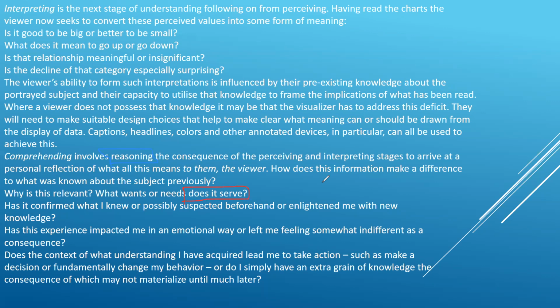Is it providing results, or is it providing the satisfaction that he was looking for to mainly serve this website and read this chart and analyze this data? Has it confirmed what I knew or possibly suspected beforehand, or enlightened me with new knowledge? Which means, after analyzing and understanding everything that has been discussed in this data set, did the viewer learn anything?